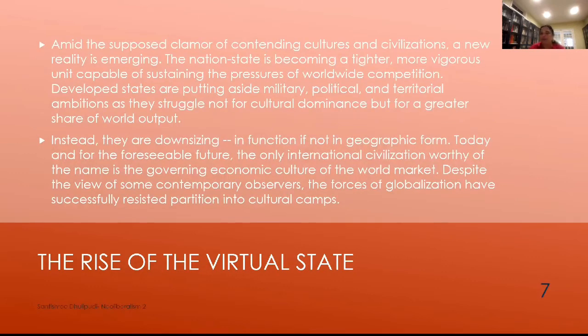Amid the supposed clamor of contending cultures and civilizations, a new reality is emerging. The nation state is becoming a tighter, more vigorous unit capable of sustaining the pressures of worldwide competition. Developed states are putting aside military, political, and territorial ambitions as they struggle not for cultural dominance, but for a greater share of the world output. Here, basically, this may be working with some other countries, but it doesn't work with China at all.